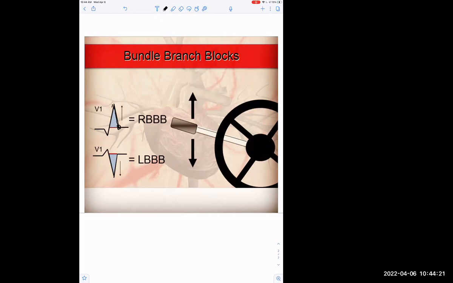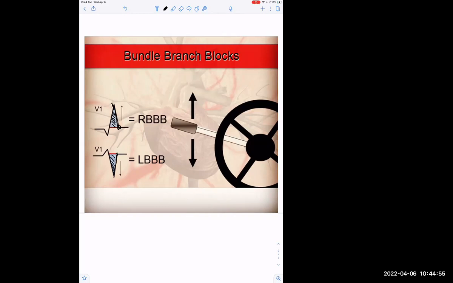If you have that positive deflection, that QRS pointing upward, and you notice this area here is shaded in, that is a right bundle branch block. Likewise, if you go to V1, find your J point, look at your terminal wave, and that deflection is downward, that is indicative of a left bundle branch block.